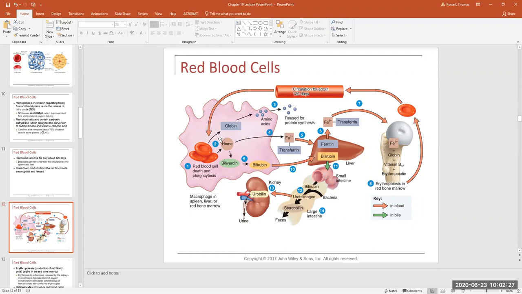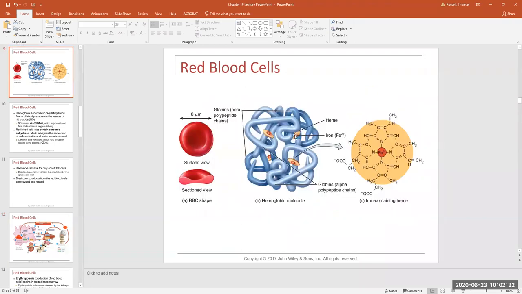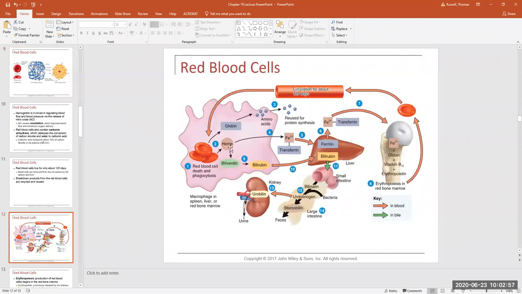Well, the heme group is removed from the protein. So basically, this little yellow disc with the iron is pulled away from the protein. All the protein polypeptides are broken down into individual amino acids. And then this heme group is split open. You see how it's a ring? These bonds are broken, so they break open and basically open up the ring. The iron is then released from the middle of the heme group. So when we release that iron, it's transported in the blood by a protein called transferrin.